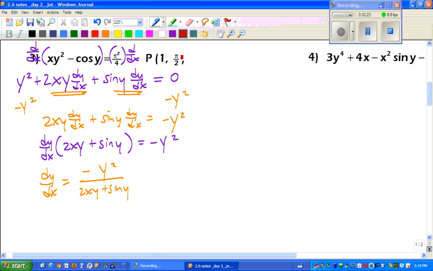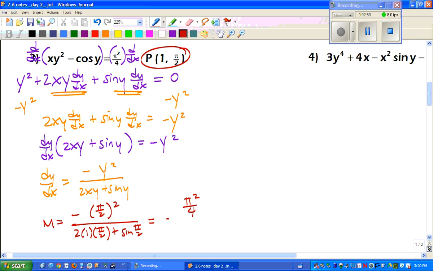And now we need to go ahead and figure out what the slope is at this point, so we can plug in this x value and this y value to find our slope. So we have the opposite of pi over 2 squared all over 2 times 1 times pi over 2 plus sine of pi over 2. So up top, pi over 2 times pi over 2, we're going to get pi squared over 4. On the bottom, 2 times 1 times pi over 2, we're just going to get pi. And the sine of pi over 2 is just 1.